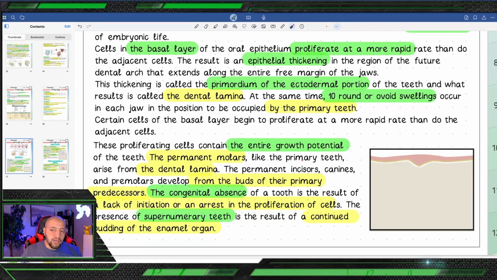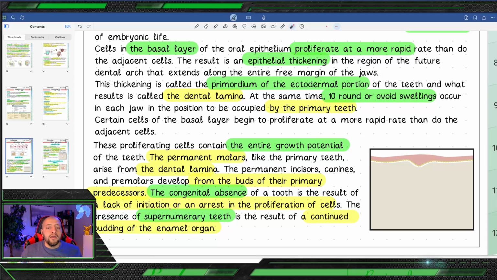The permanent molars, like the primary teeth, arise from the dental lamina. The permanent incisors, canines, and premolars develop from the bud of their primary predecessor. So remember these 10 round swellings will give rise to the primary teeth, and later will give rise to the permanent teeth coming from this tooth bud. How about the permanent teeth with no predecessor? They come later from their own tooth bud, which gives us the permanent teeth that come without primary teeth, like 6, 7, and 8.